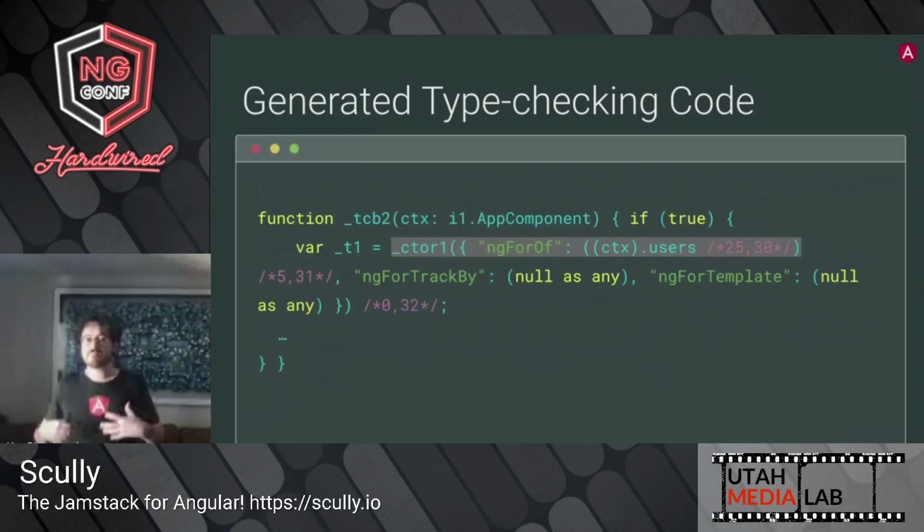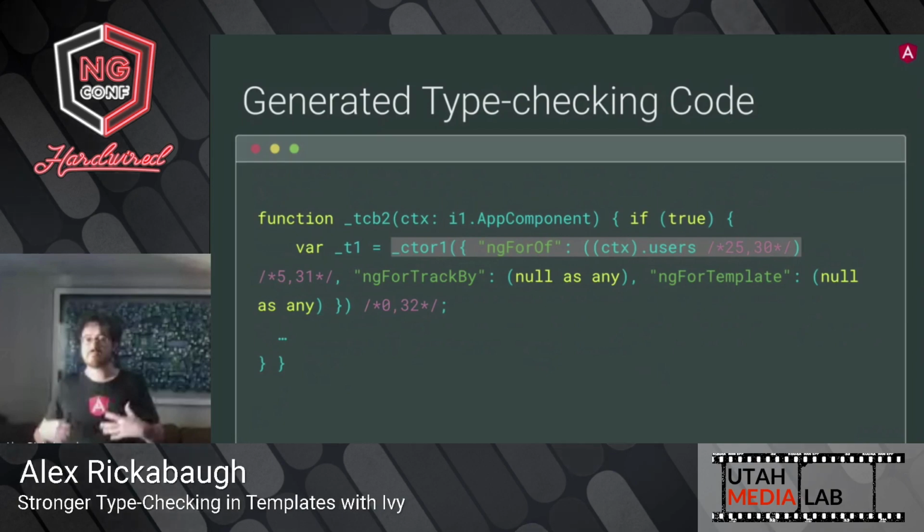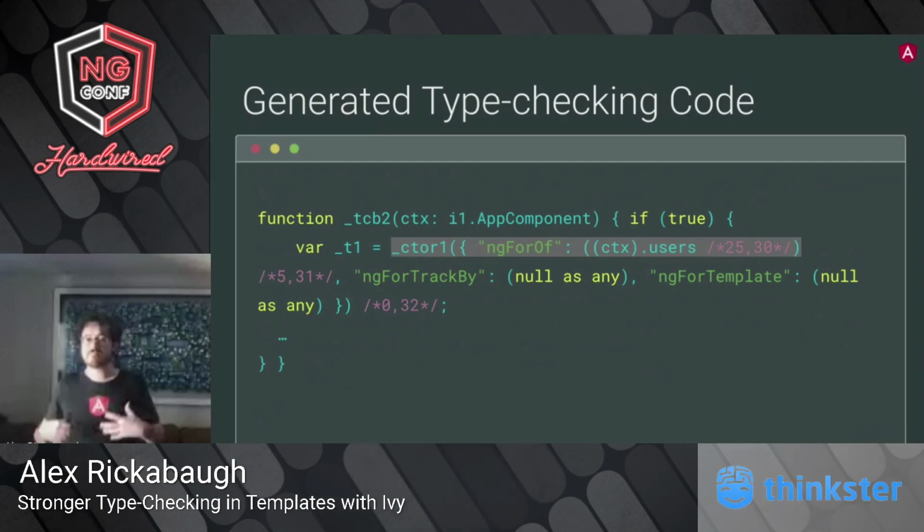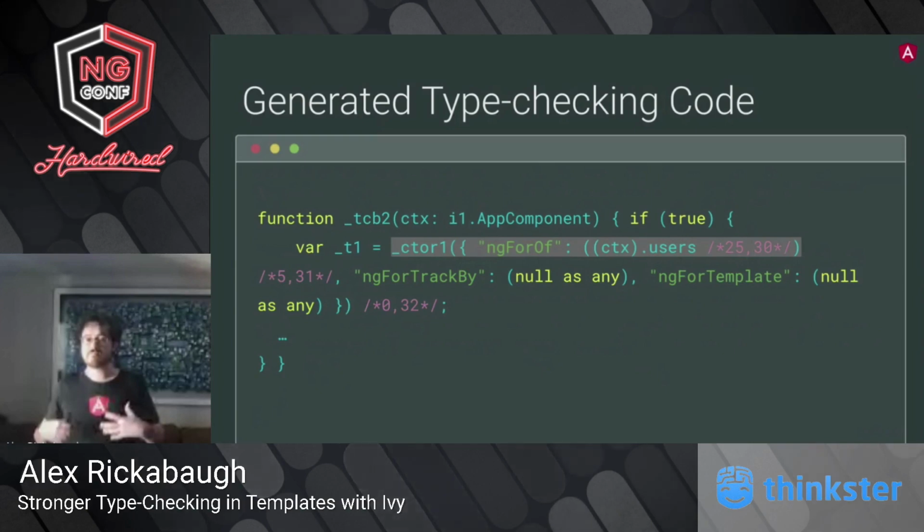The next thing this code is going to do is declare a function called a type check block. And this represents the entire template in TypeScript code. So it has one argument, which is a context variable that represents the application type. And the first thing this block does is call the type constructor for ng-for. You can see it's passing in the binding expression that we wrote for ng-for, which is context.users. TypeScript will let us know if that's not valid here. And then we get back this value t1, which actually has the correct type for the ng-for directive in this particular instance. It'll be an ng-for of user objects.